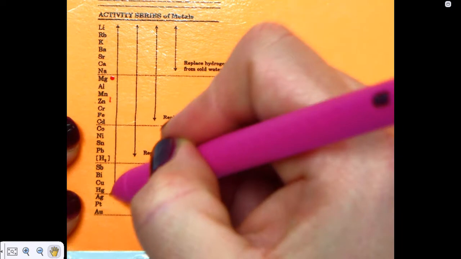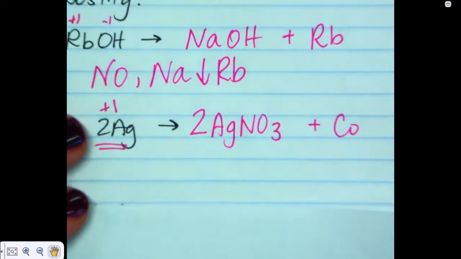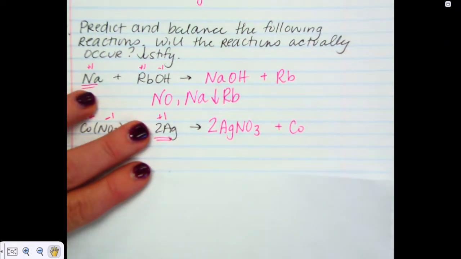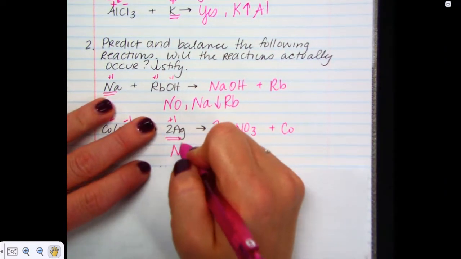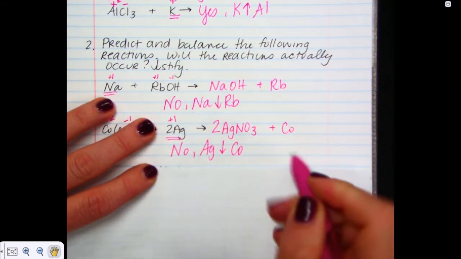Anyway, cobalt is here, silver is here. Cobalt is way more reactive than silver. Silver is not going to be able to replace cobalt. So in terms of that part of my answer, no, this does not actually occur because silver is below cobalt.